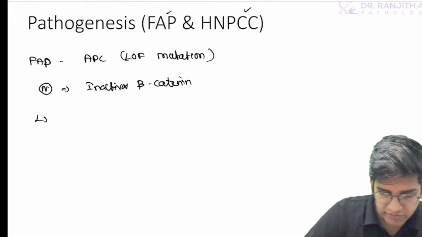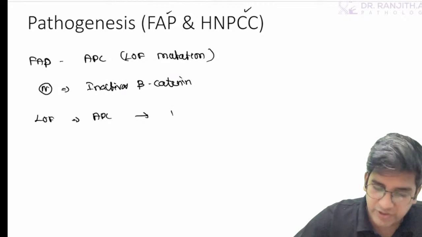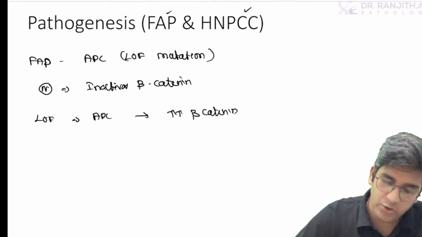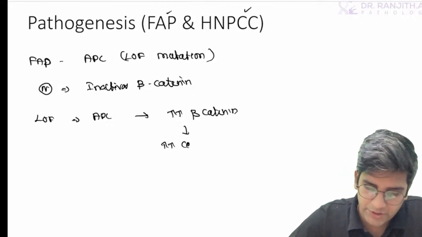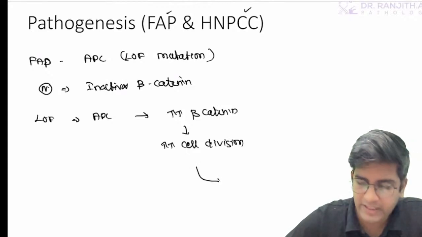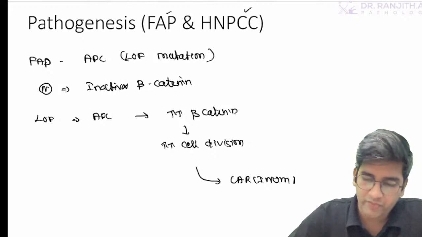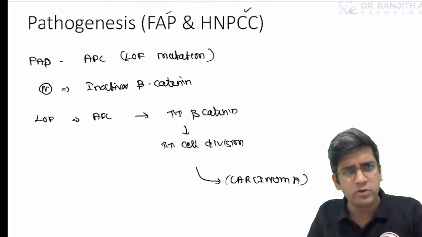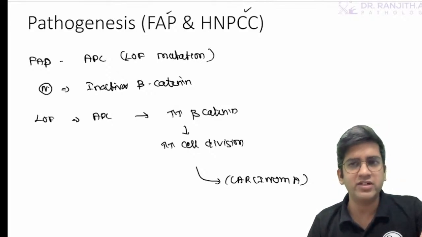So when you have loss of function of APC, which will result in overactivation of beta catenin, this beta catenin is going to go to the nucleus. It's a transcription factor. It will increase the cell division. So when there's more cell division, by default, anyone knows that it will end up in carcinoma. If you can draw diagrams, great. If you're not able to draw diagrams, write in words, that also is great. Drawing diagrams consumes space. Writing words will not consume space.